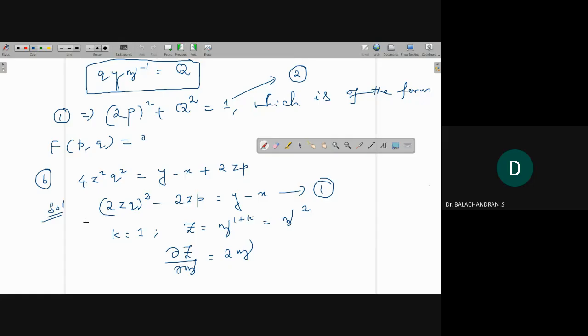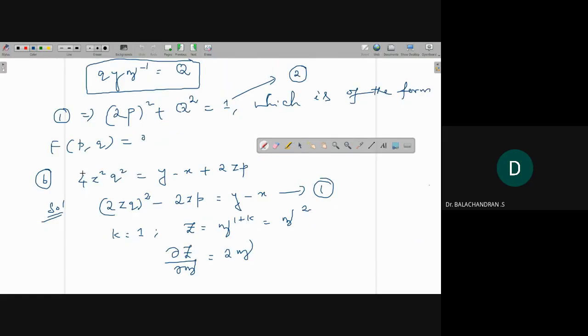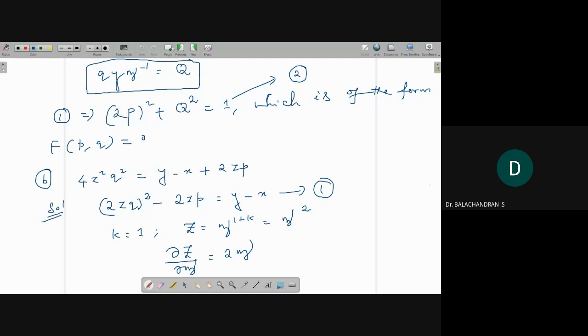Because I solved enough problems in the previous class also. Otherwise you will do it and check it. If you have a doubt, you can contact me. Okay, so problem number 6 is over. I will solve one more problem and then we'll leave. So problem number 7.